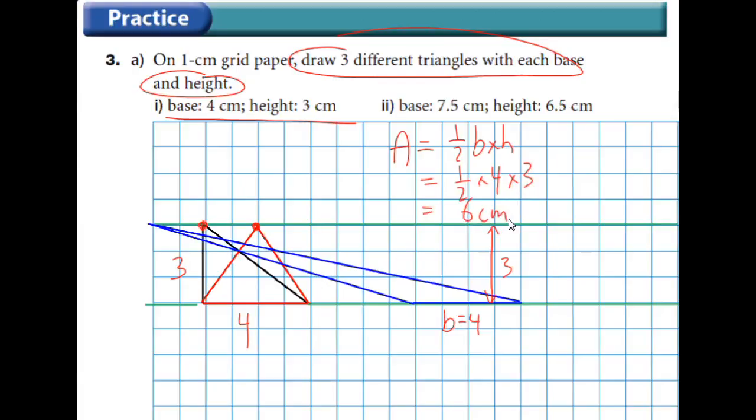It means all of these triangles, the red one, the black one, and this blue crazy wide thin one, all have the same area. So as long as the base and the height are the same, it doesn't matter what shape they have, they will have the same area.